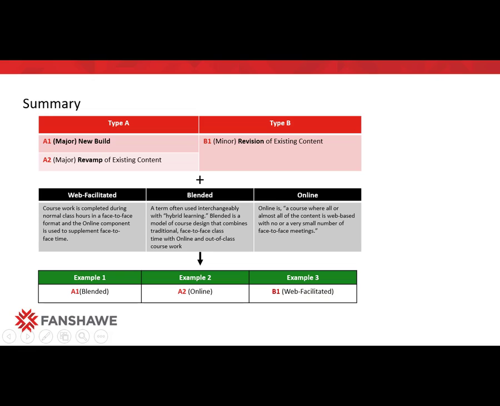In summary, Video 3 of the Instructional Design video series started by providing a simple classification system for curriculum development within the Faculty of Business, Information Technology, and Part-Time Studies. New build and revamp of existing content fall under Type A, whereas revision of existing content falls under Type B. This classification or tagging system will allow the instructional designer to streamline the dedicated supports for each type of delivery.